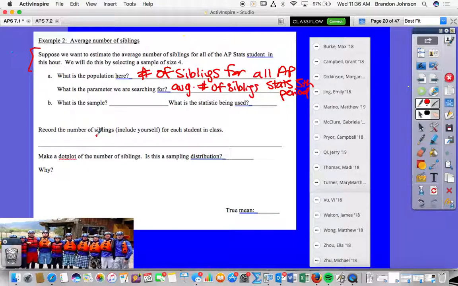Now, question. If we were to take a sample of everyone within this AP Stats group, and we ended up taking a sample size of 4, what is the sample? 4 people selected. I like it. Pretty much the same, right? What is the statistic being used? The sample, we call it x bar.